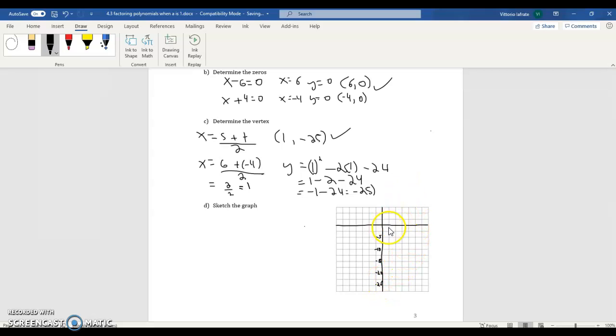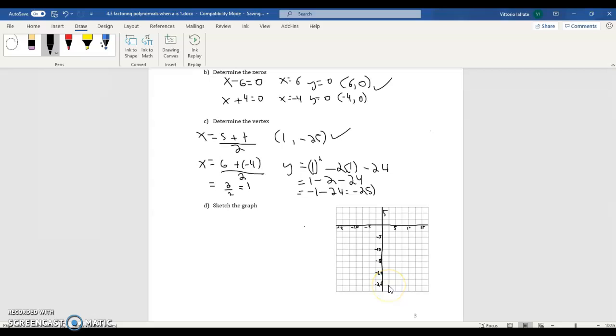And then same idea, this way we have 5, 10, 15, and here we have negative 5, negative 10, negative 15. Make sure you're consistent with your scaling. And here we have 5, and we can go up if we need to, but I don't think we'll need to for this case. Let's do our vertex first.